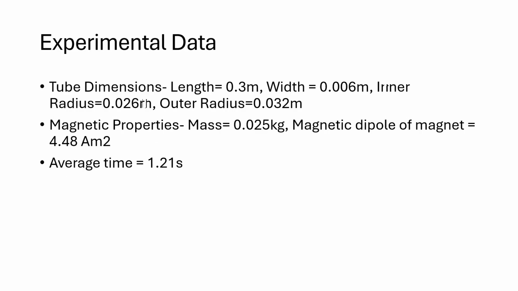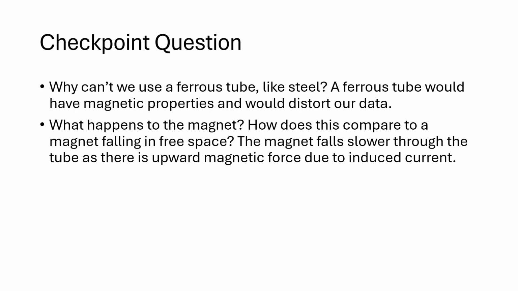From our experimental data, on slide 5, our tube length was 0.3 meters, our inner radius was 0.026 meters, our outer radius was 0.032 meters, our magnet mass was 0.025 kilograms, and our dipole moment was 4.48 amperes per meter squared, and our average fall time was 1.21 seconds.